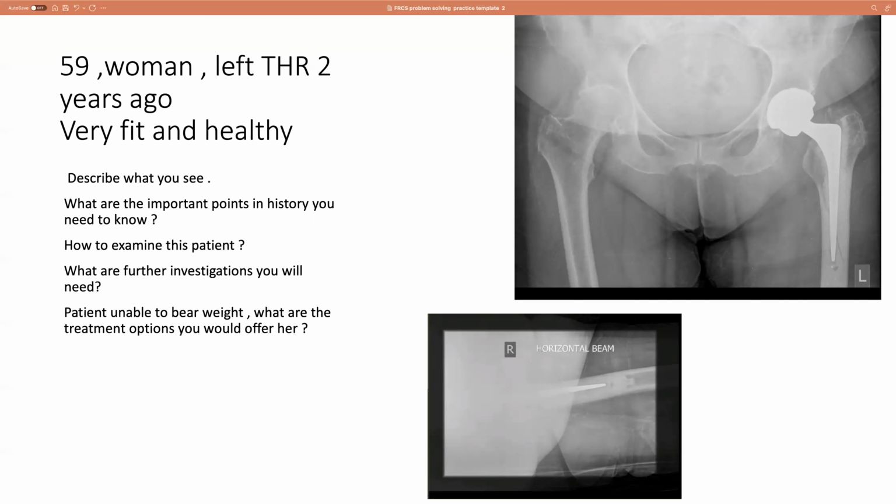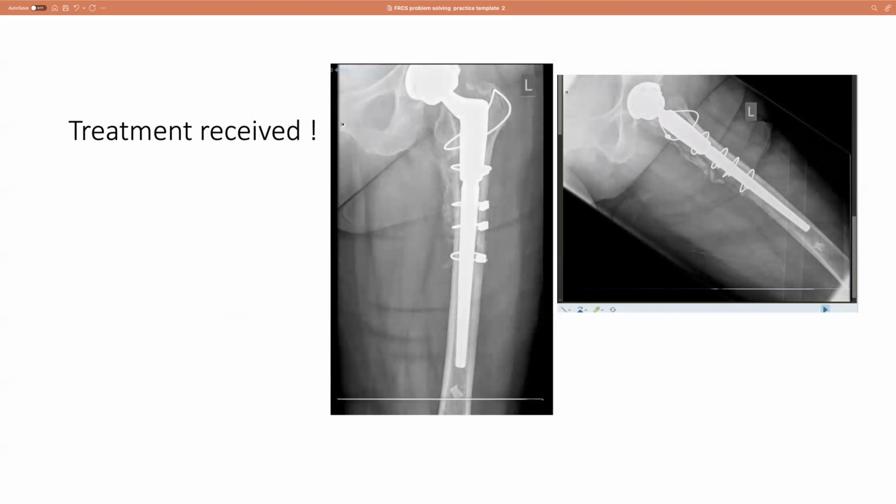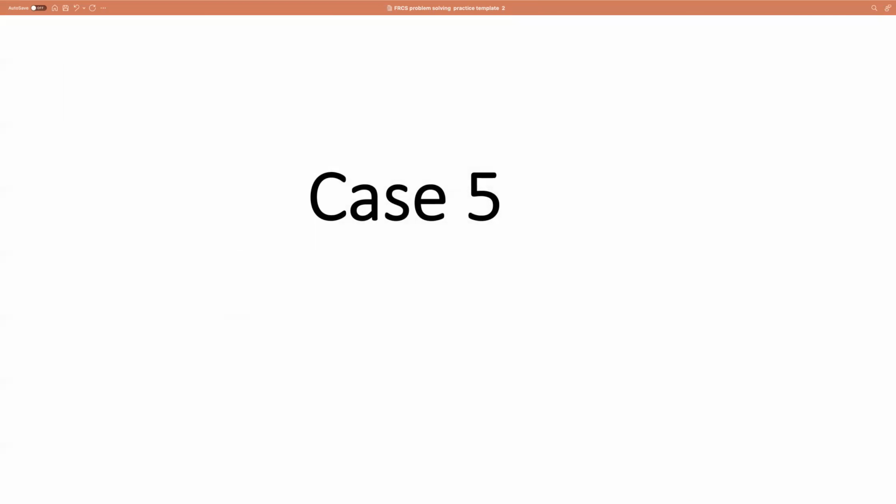The patient is unable to bear weight. What are the treatment options you can offer her? What is the recent evidence about fixation of P2 fracture? That's the treatment received. Case 5.